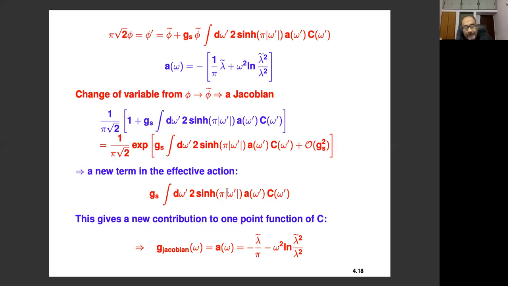This went away because we always normalize by the disk one-point function, and this is the disk one-point function. So the definition of G involves normalizing by the disk one-point function, and this goes away. And gs you also take outside; that's not part of the definition of G. So G Jacobian is just A of omega, which is given here. This determines the contribution to the one-point function of the closed string tachyon from the Jacobian associated with the collective coordinates.